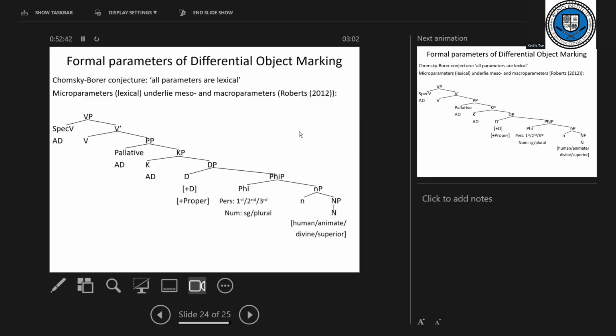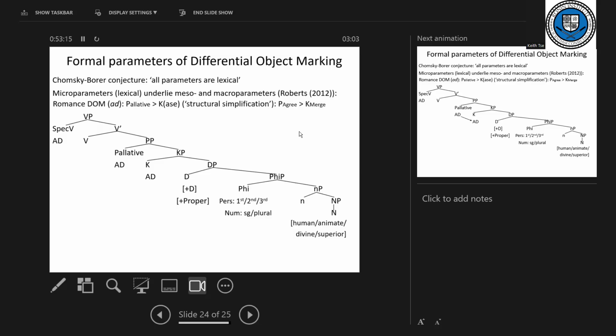Okay, so lastly, if you look at the parameters of differential object marking, classic work on functional categories and parameters shows that all parameters are lexical. That people have been trying to fine-grain parameters as much as possible, and that micro lexical parameters have been argued to underlie bigger types of parameters. So the smallest units of parameters seem to be the lexicon.